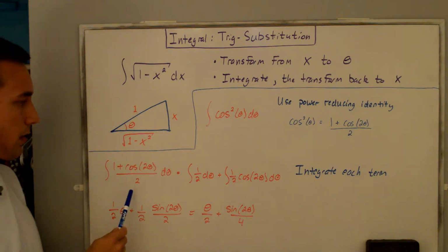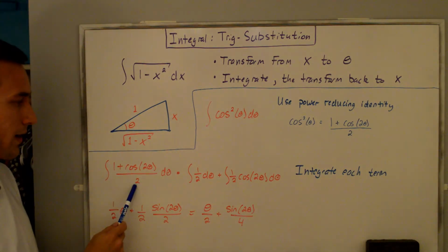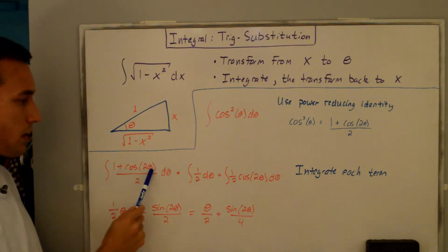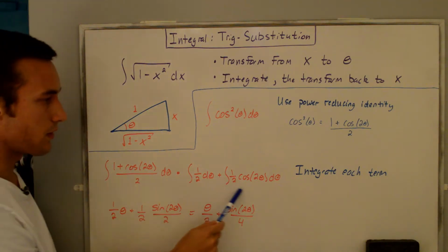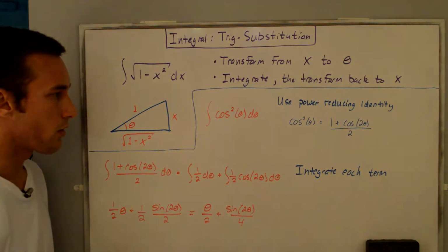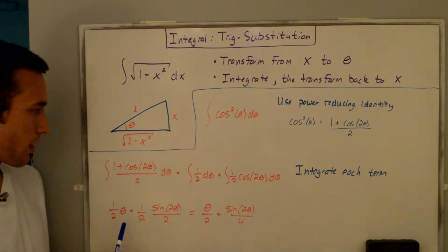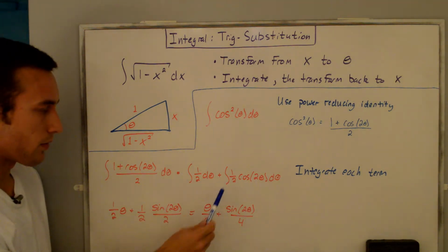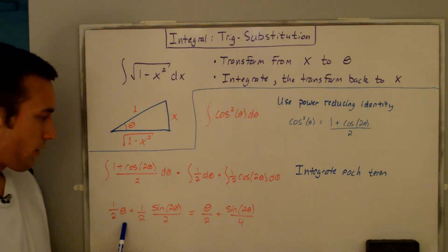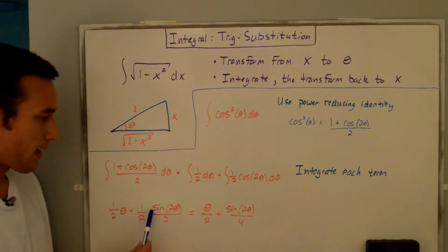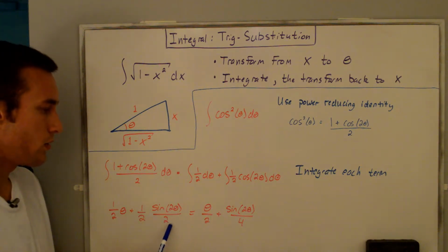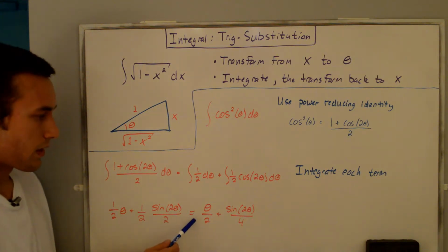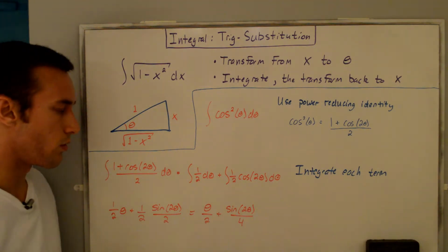We can split this up into two separate integrals: the 1/2 d theta, that's the first one, and then the cosine 2 theta over 2 d theta, that's this second term here, and we can easily integrate both of these terms. So the first one we integrate, and you can note that you can take out the 1/2 from the integral because it's a constant. We get 1/2 theta, and for the second integral we get 1/2 sine 2 theta over 2. This over 2 takes into account the fact that we have the 2 theta in the parentheses here, and then we can simplify this down to get theta over 2 plus sine 2 theta over 4.